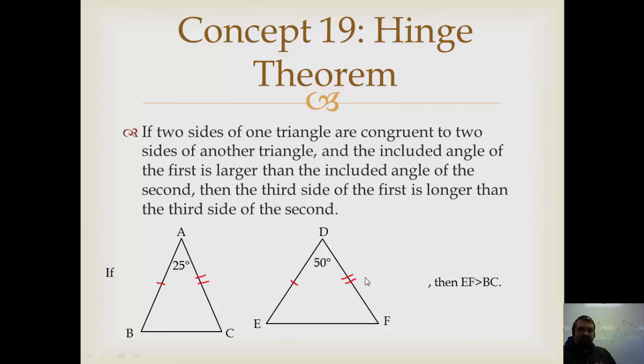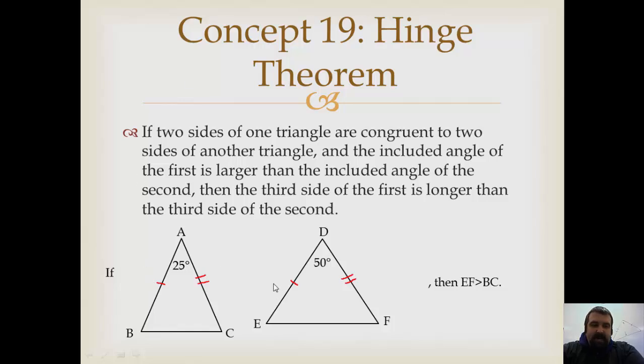In this case, if I see something like this, where I have this length match up to this length match up to this length, and I know that this angle A is smaller than angle D, then I know this side across D has to be larger because it has a larger angle. So length of segment EF is a bigger number than length of segment BC right here. That's all this theorem says.